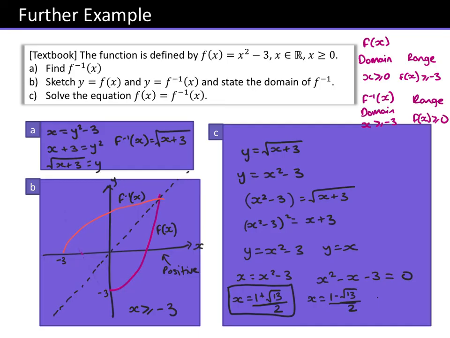So let's try 1 plus root 13 over 2 all squared minus 3. What does that give you? And let's try our inverse, which is going to be the square root of 1 plus root 13 over 2 minus, this one's plus 3. So both of those should give us the same answer. So both of them are roughly 2.307, so they are correct.